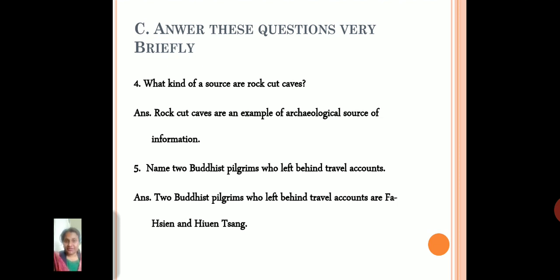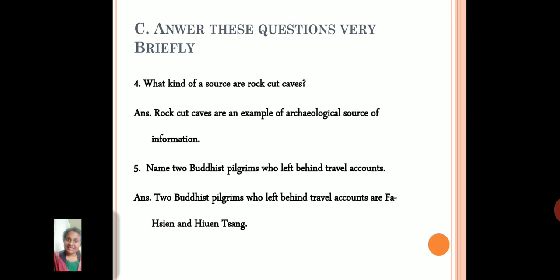Name 2 Buddhist pilgrims who left behind travel accounts. Full stop. Name 2 Buddhist, B capital, BUDDHIST. Name 2 Buddhist pilgrims who left behind travel accounts. Full stop. Okay. I hope you all are writing down the question. Just a little bit of information that I want to tell you is, now who are these Buddhist pilgrims? Buddhists are people who follow the Lord Buddha. So followers of Lord Buddha are known as Buddhist.